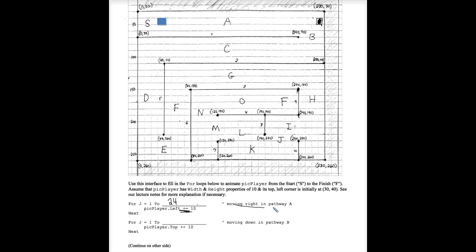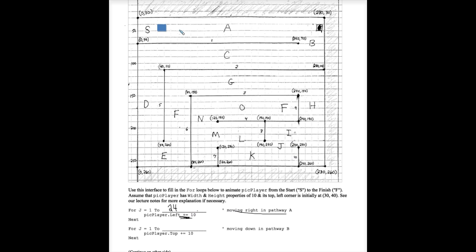Okay, once you've moved to the right on pathway A, 10 pixels at a time, which is 1 block at a time, now what do you need to do? Well, you need to move down. The top edge started here, and because the top edge wasn't affected, the top edge is still on this point, y equals 40. And we need it to go somewhere about right here. This would be a good spot to move the picture box from here to here. And we're moving in the down direction.